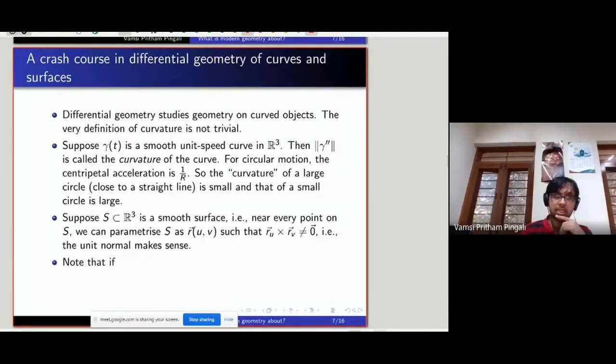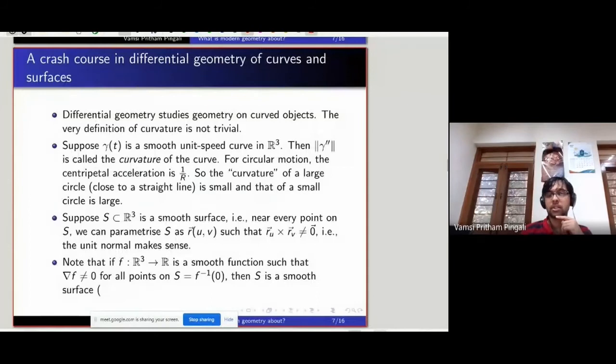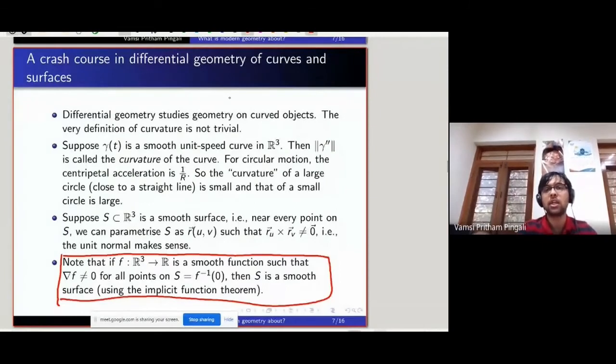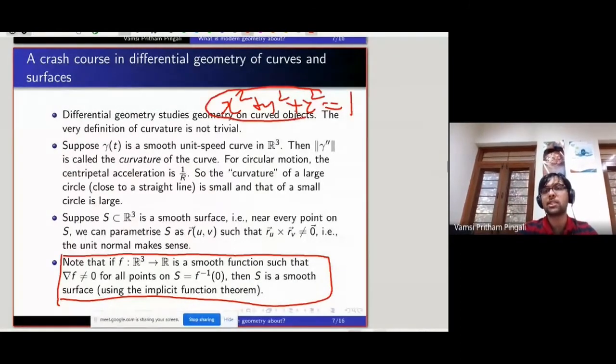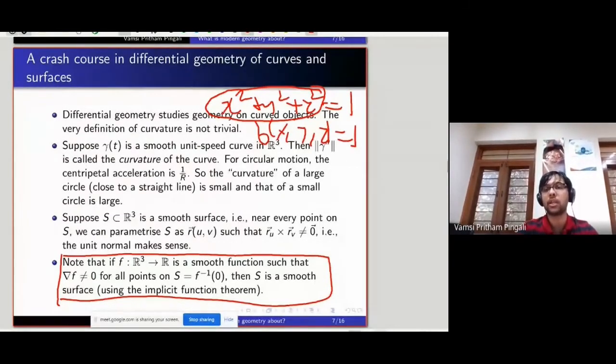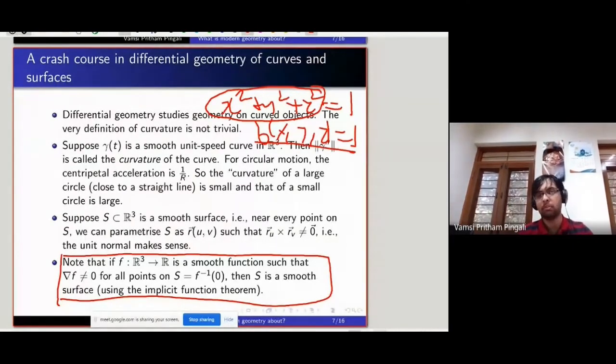So note that if f is a smooth function such that its gradient is non-zero, then the level set is a smooth surface. So ignore this point. Don't worry too much about it. All I'm trying to say is, how do you define the sphere? You set this function to a constant, right? You can very well imagine that instead of x squared plus y squared plus z squared, you can take some function f of x, y, z and set it to a constant, and you can hope to get a surface. Unfortunately, you will not always get a smooth surface. That's all I'm saying. But don't worry about this point. Okay, don't worry. Let's move on.